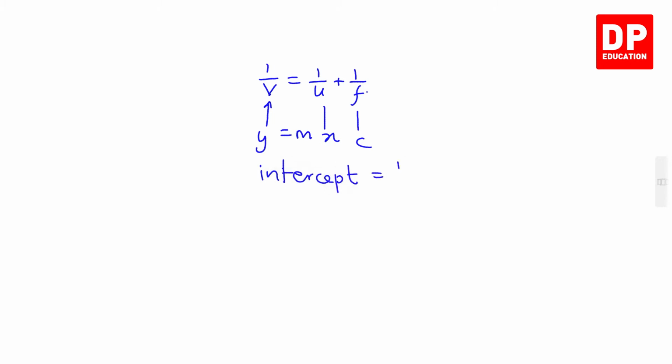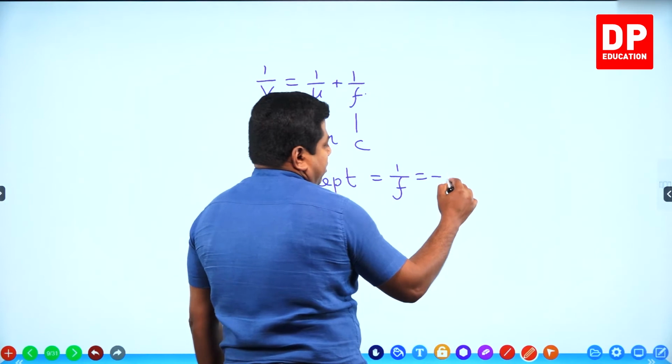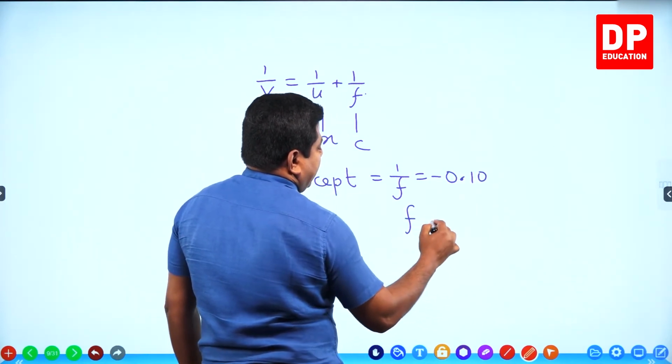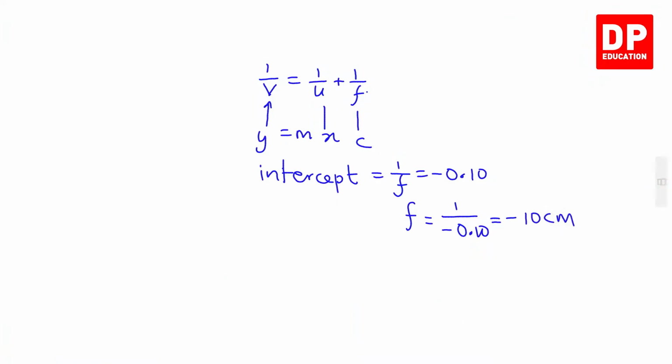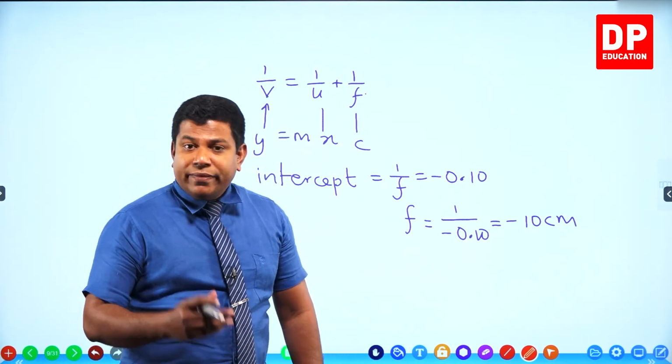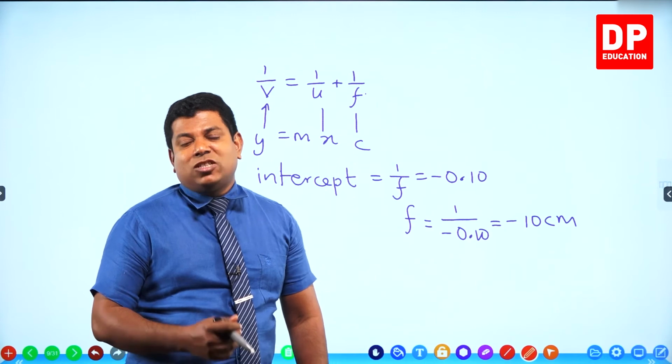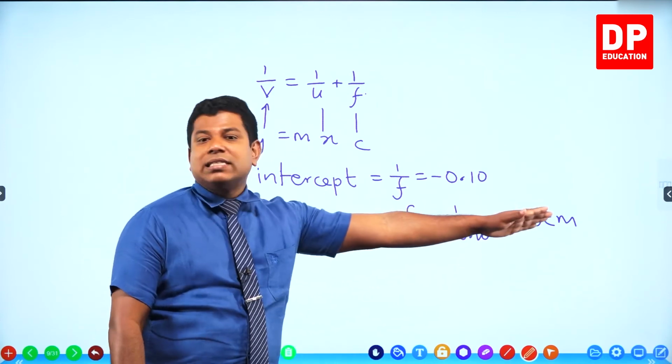The formula we had: 1 over v equals 1 over u plus 1 over f. y equals m x plus c, where m is 1. Intercept is 1 over f, which is what we measured as 0.1, but minus 0.1. From this you will get f equals 1 over minus 0.1, which is minus 10 centimeter. We studied in theory according to Cartesian convention that the focal length of a convex lens has to be minus. Yes, we are getting minus 10 centimeter.